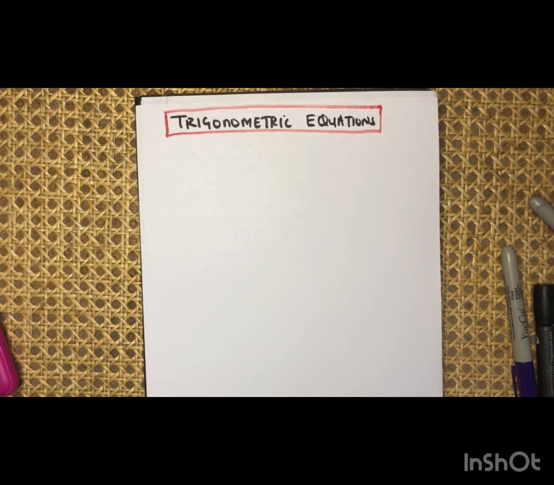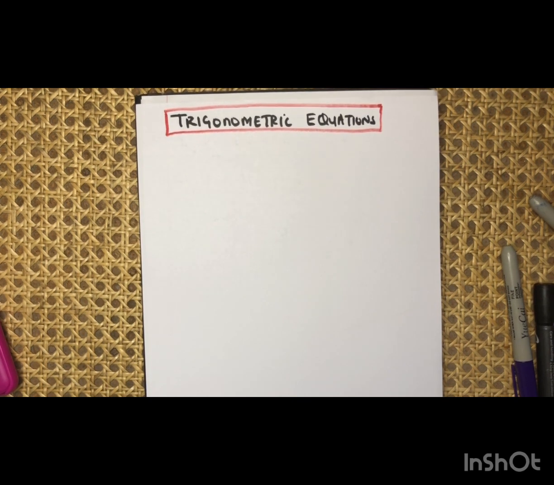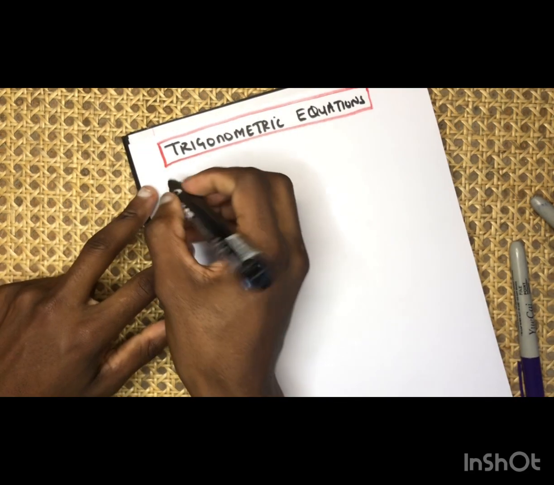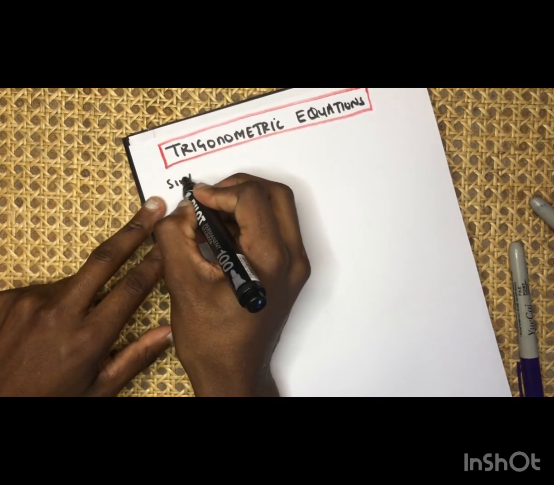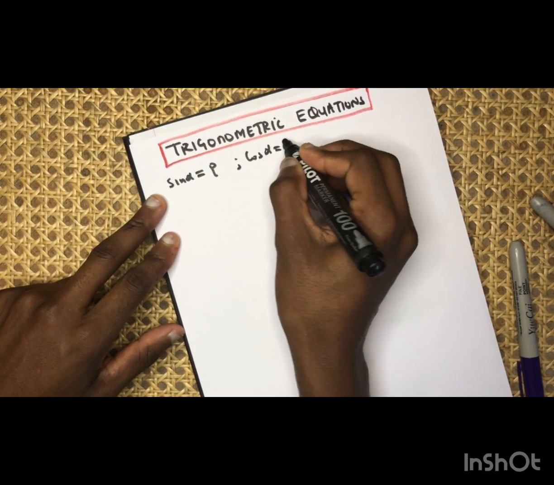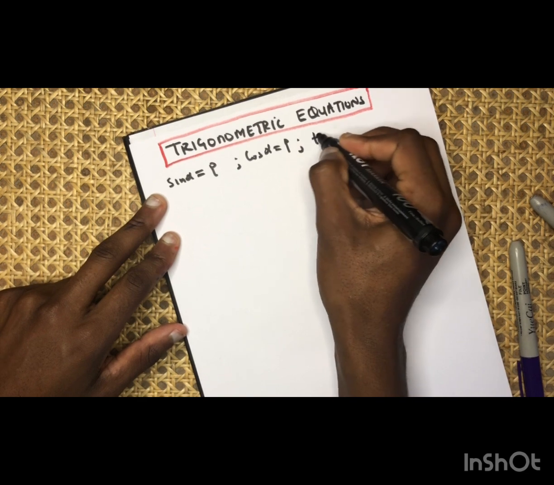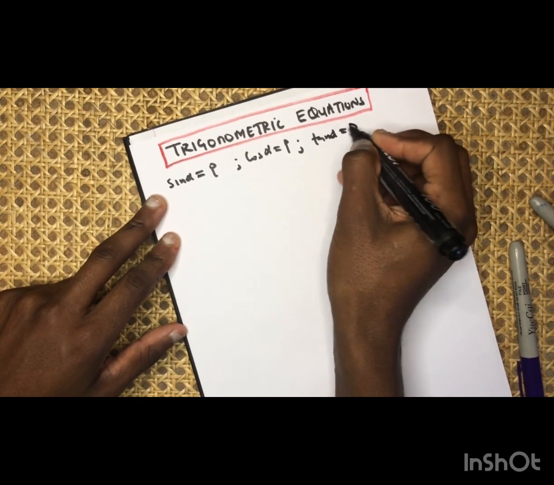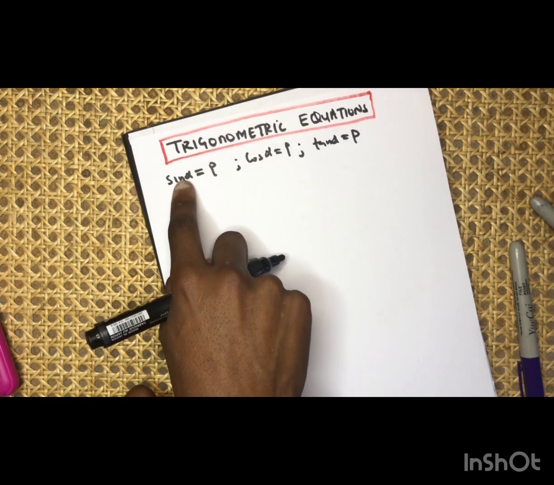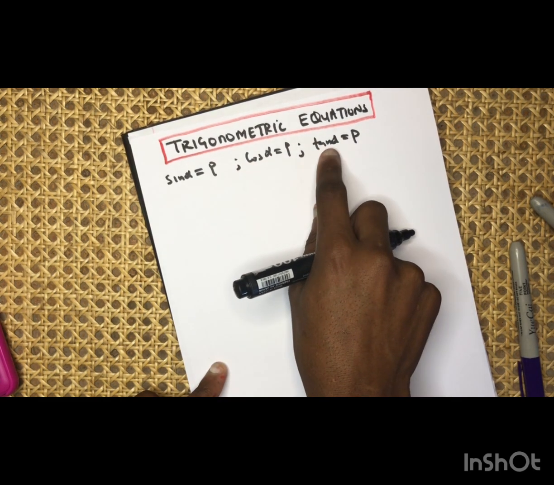So to find the general solution of a trigonometric equation, let's say we are given it in this form: sine alpha is equal to p, cos alpha is equal to p, and tan alpha is equal to p. The first thing you must do when you are dealing with a general solution is to find your reference angle. So how do you find your reference angle? We said in grade 11 you apply the inverse of sine, the inverse of cos, the inverse of tan.